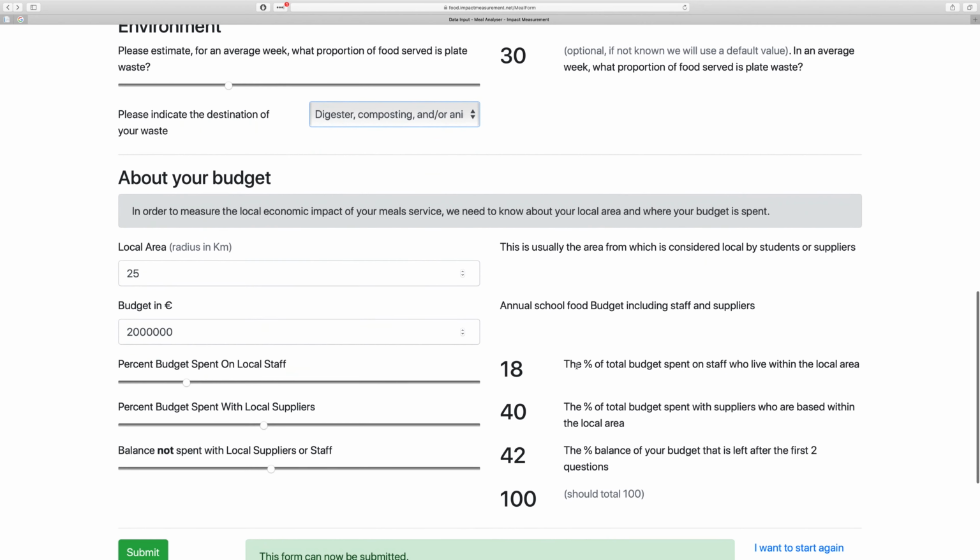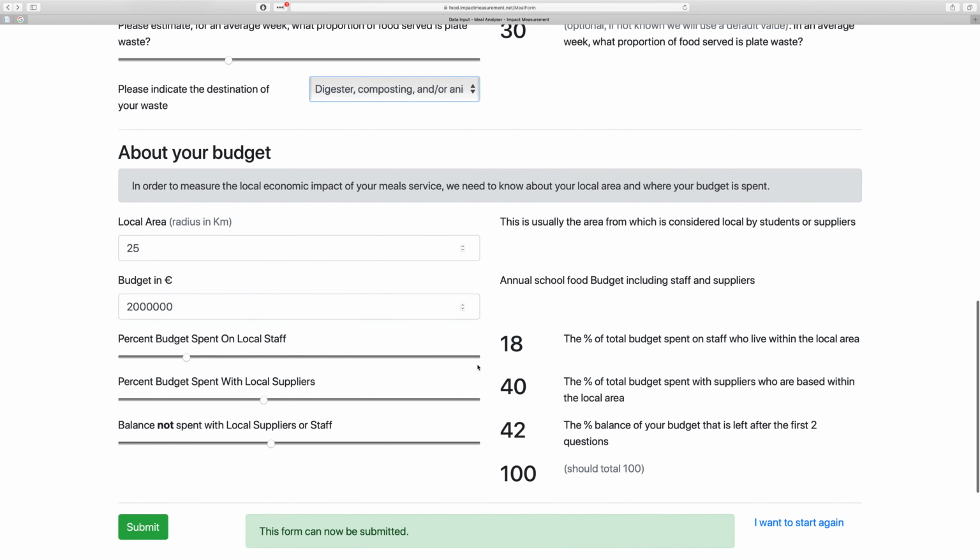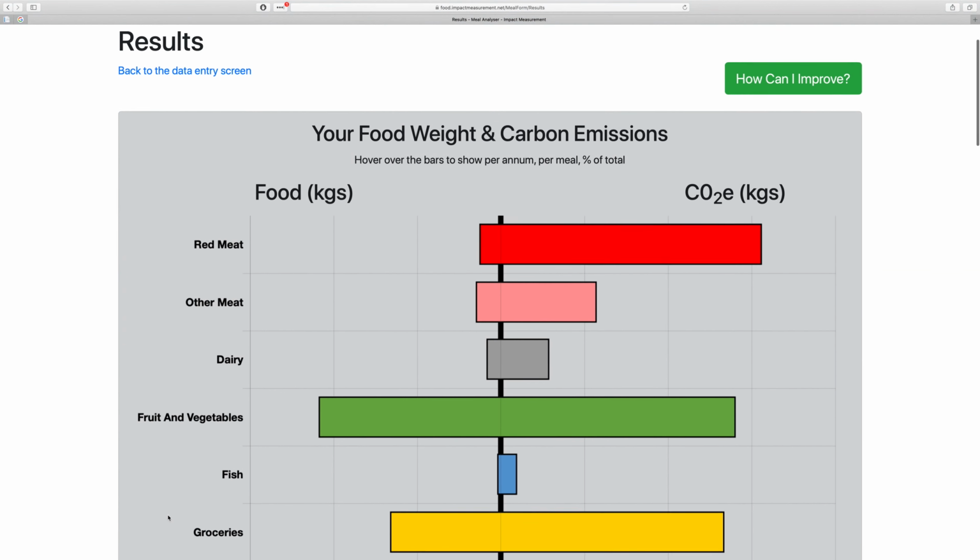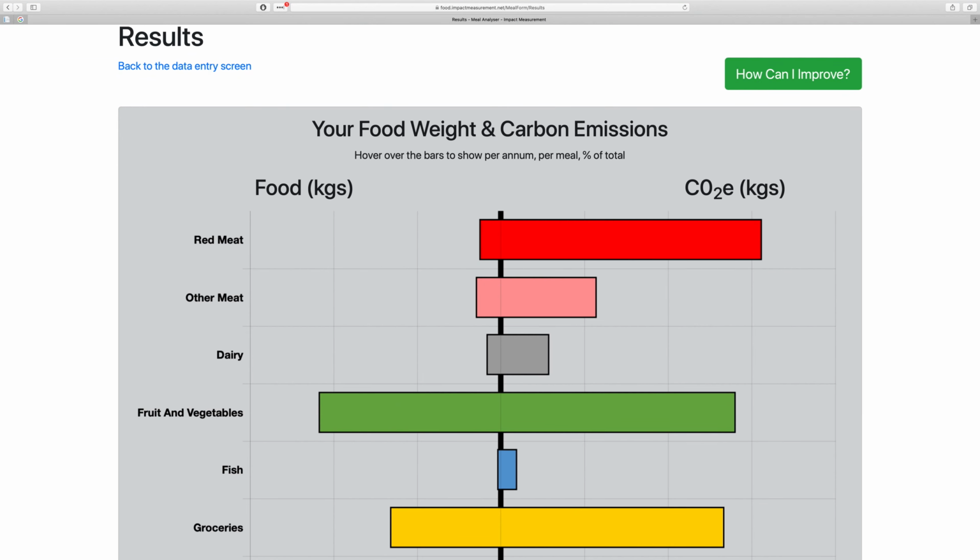The last section, which I'm not going to dwell on now, is asking you about the financial impact of your meal service. And this enables us to calculate your local economic impact, or at least to give an indicator. I will just show you that at the moment the slide is at 100 and the bar is green. If any of the bits of information or the sliders on the page are not adding up, this bar at the bottom will turn red and you won't be able to submit the page. So just make sure it's green. And once it's green, you can submit the results and you're immediately taken to the results screen.